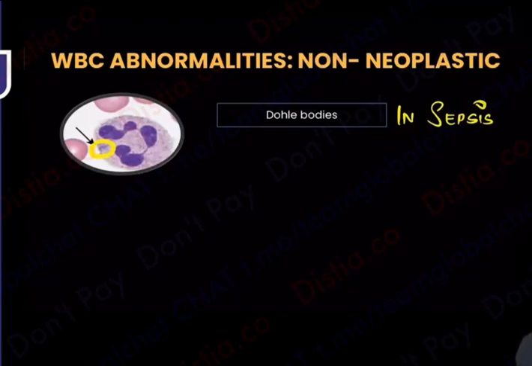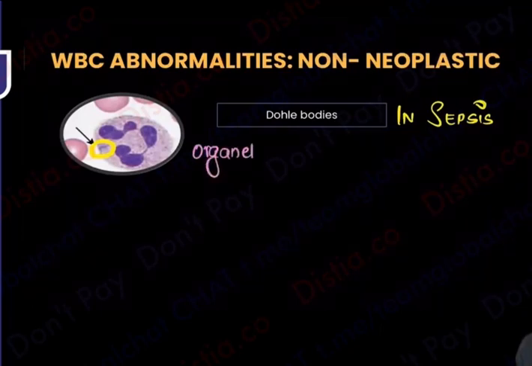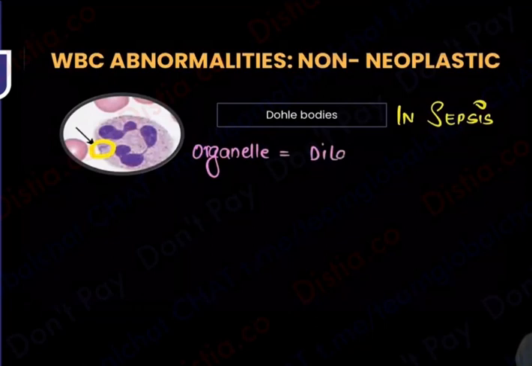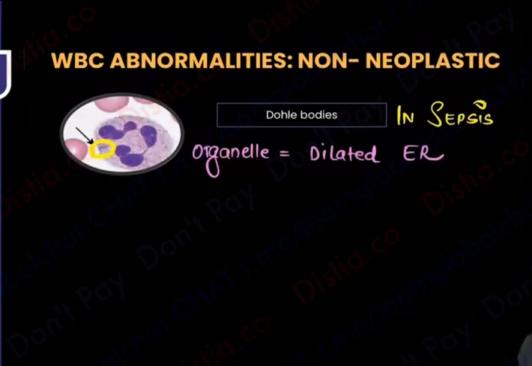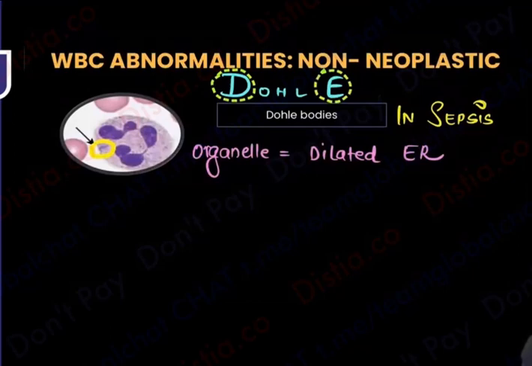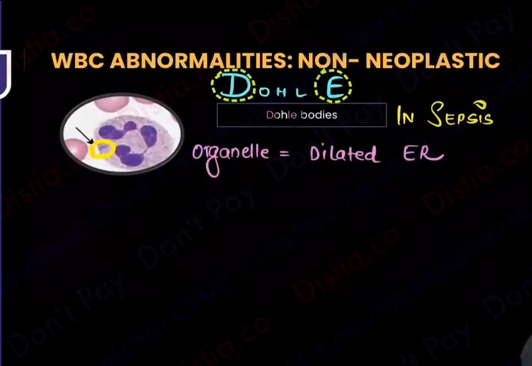But the question that comes is, what is the composition, or which organelle is the Dohle body made up of? So it is made up of dilated endoplasmic reticulum, and there is no rocket science behind it. The way you write Dohle bodies answers everything. Remember, Dohle bodies are made up of dilated endoplasmic reticulum, the first alphabet and the last alphabet. So remember, it is made up of D for dilated and E for endoplasmic reticulum. Are we sorted? Dohle bodies, you'll always remember the composition. It's a PYQ, very, very important.